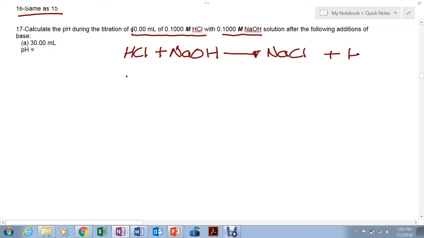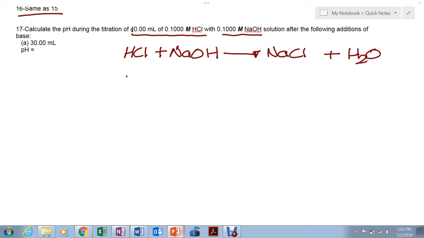Now let me make sure of something here. Okay, you need to write down the equation because we're going to be working with the moles and stoichiometry. So I want you to consider that and don't forget to write it down.